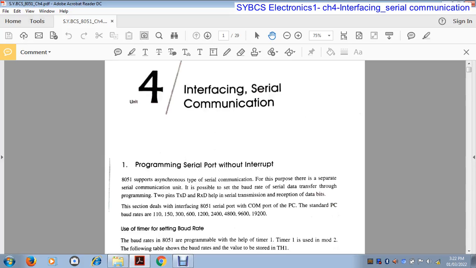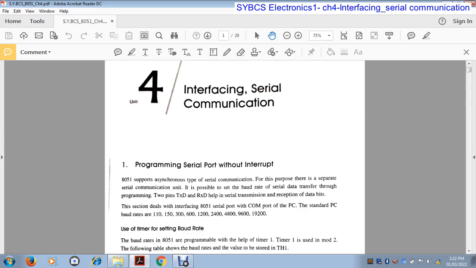Hello students, today we are going to see the 8051 microcontroller's fourth chapter, which is interfacing and serial communication. In it there are different types of interfacing. That means we are connecting different types of devices to an 8051 microcontroller, like ADC (analog to digital converter), DAC (digital to analog converter), LCD display, and stepper motor. All these devices are connected to the 8051 controller. In this chapter we will see how all these devices are connected to the 8051.